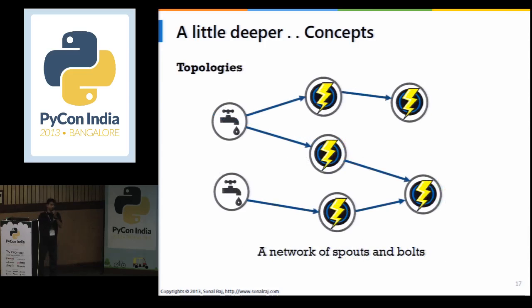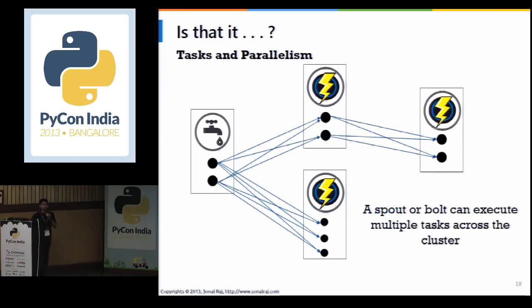What we have next is topologies. I've been talking about this from the beginning, so now we'll see what a topology is. It is basically a network of spouts and bolts. How you arrange the spouts and bolts according to your requirement in order to produce a full-fledged working cluster. That is what a topology means. So is that it? No, it does sound simple, but there is more to it.